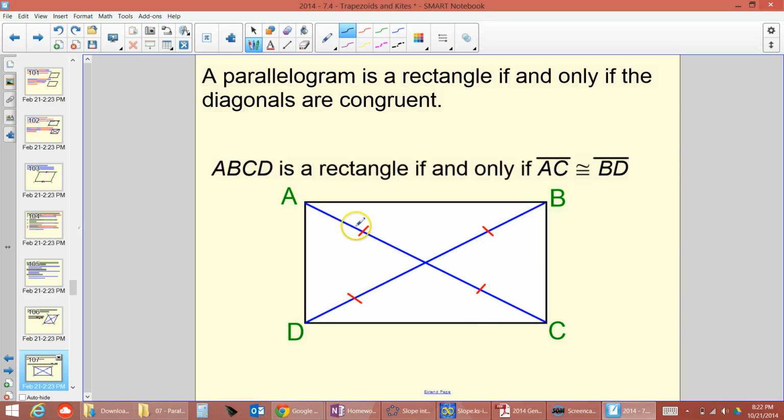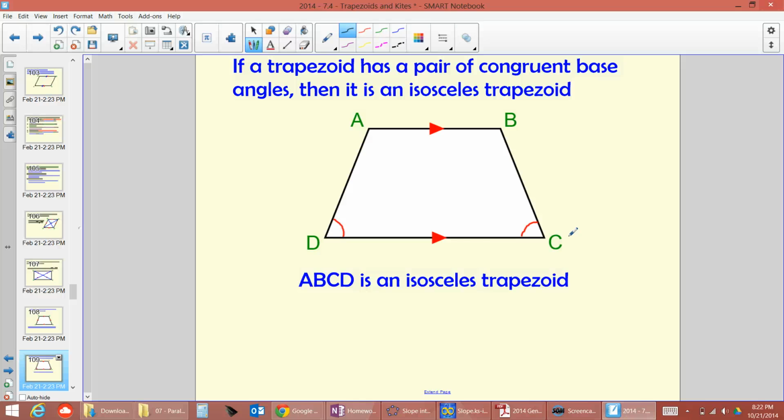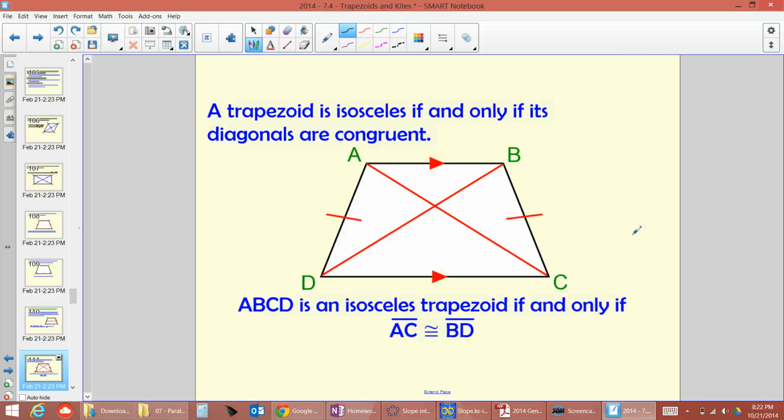All right, so for a rectangle, diagonals are congruent. Each piece is congruent, and the whole, AC and DB, are congruent. For a trapezoid, we have the base angles are congruent. So we have A is congruent to B, and D is congruent to C. We also have the legs are congruent. Working backwards, if I have a parallel line and these base angles are congruent, then we know the whole thing makes up an isosceles trapezoid. The midsegment theorem. Again, this is going to be on the test. You need to be able to find the length of the midsegment. Also, from isosceles trapezoids, you know that the diagonals are congruent.